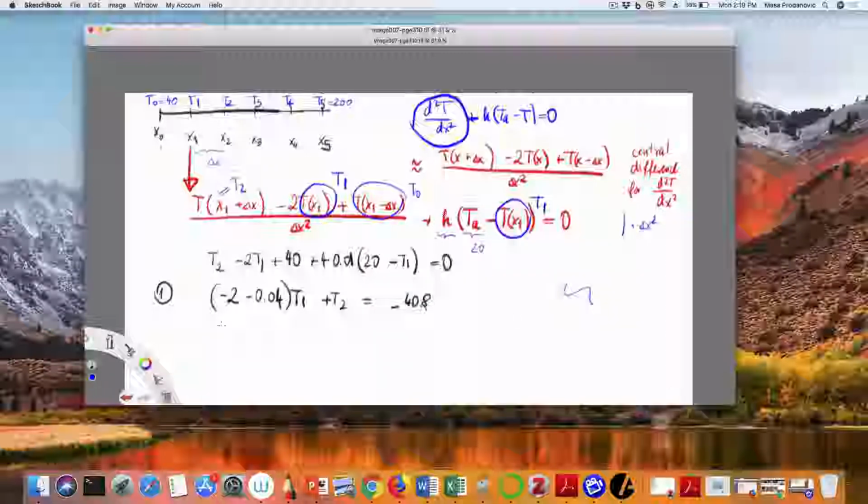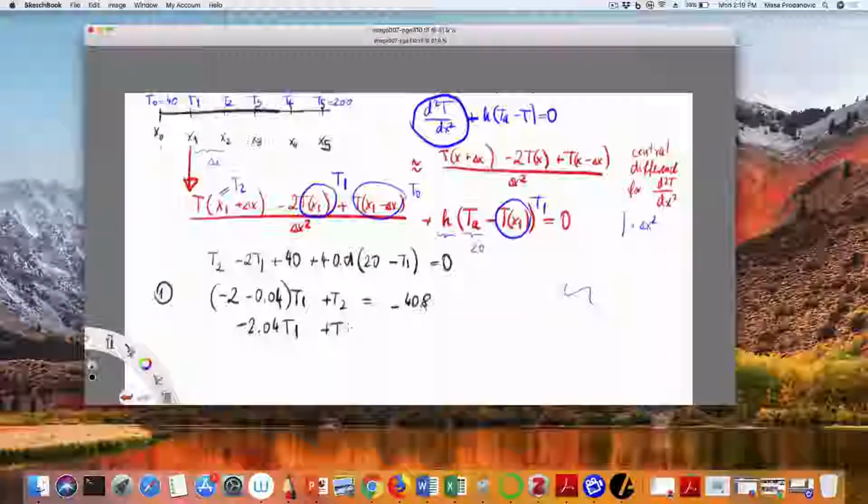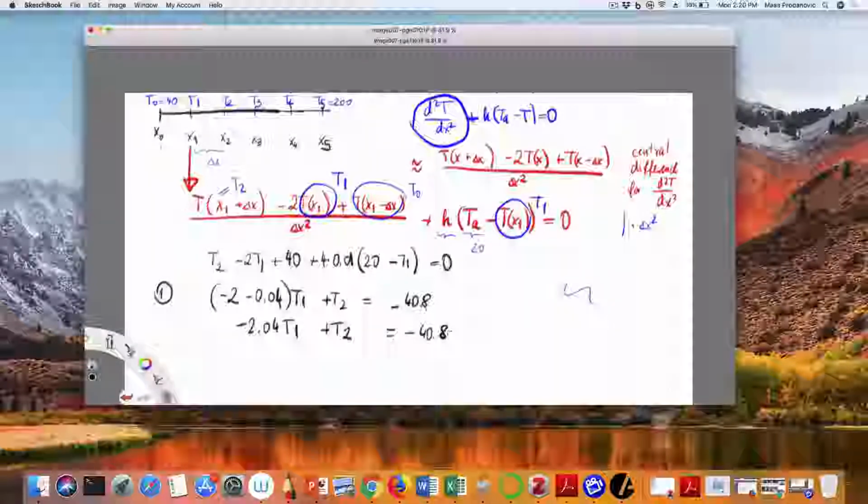Okay. So this is minus 2.04 T1 plus T2 is equal to minus 40.8.